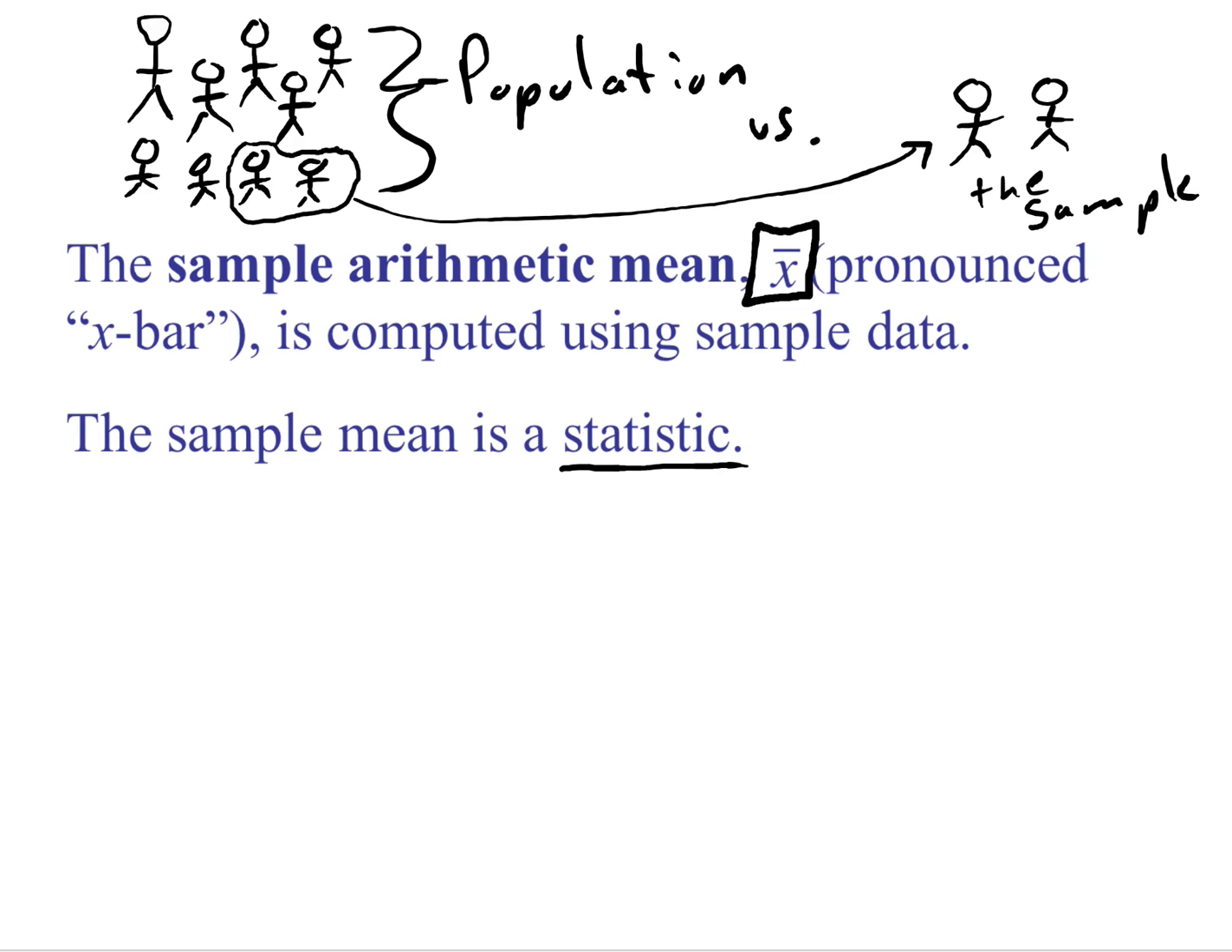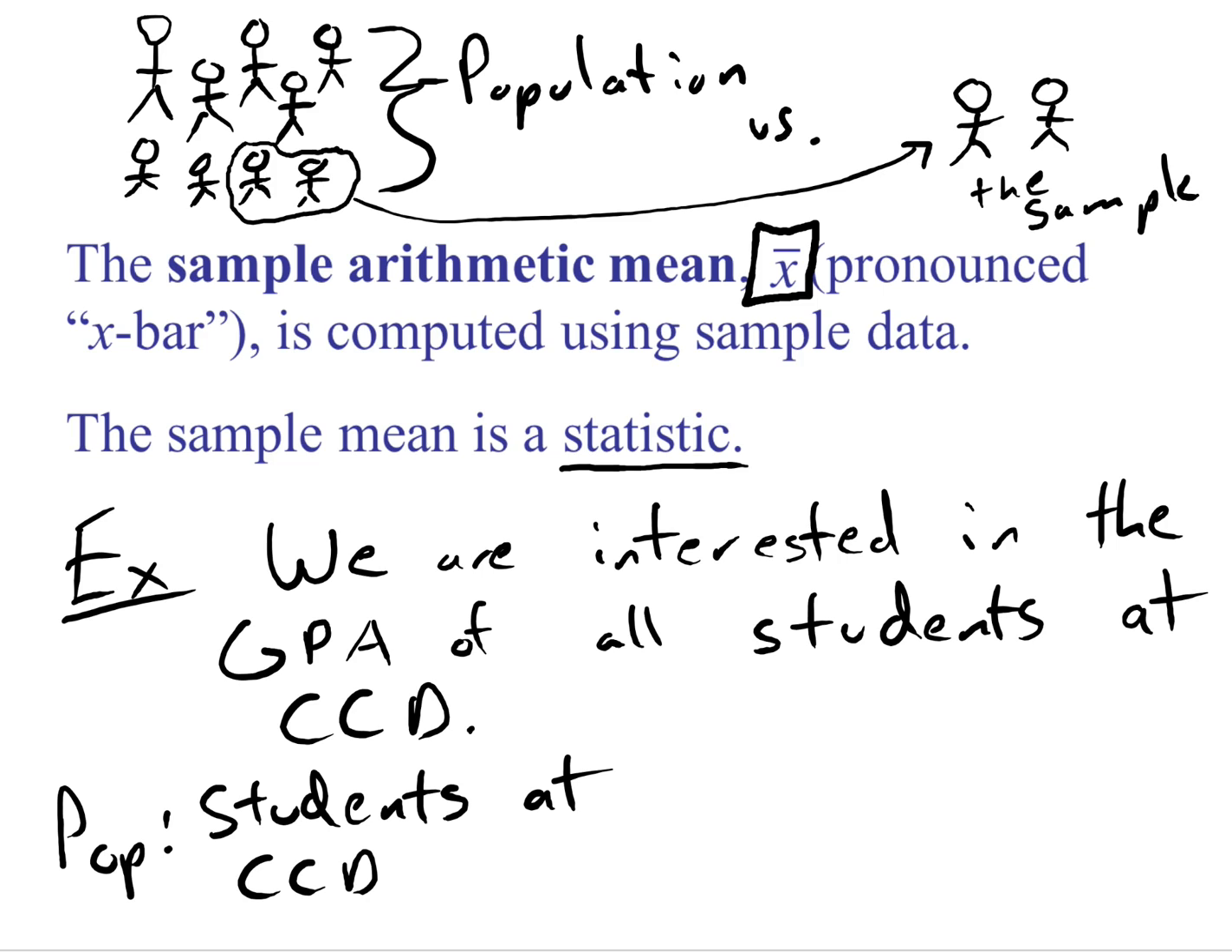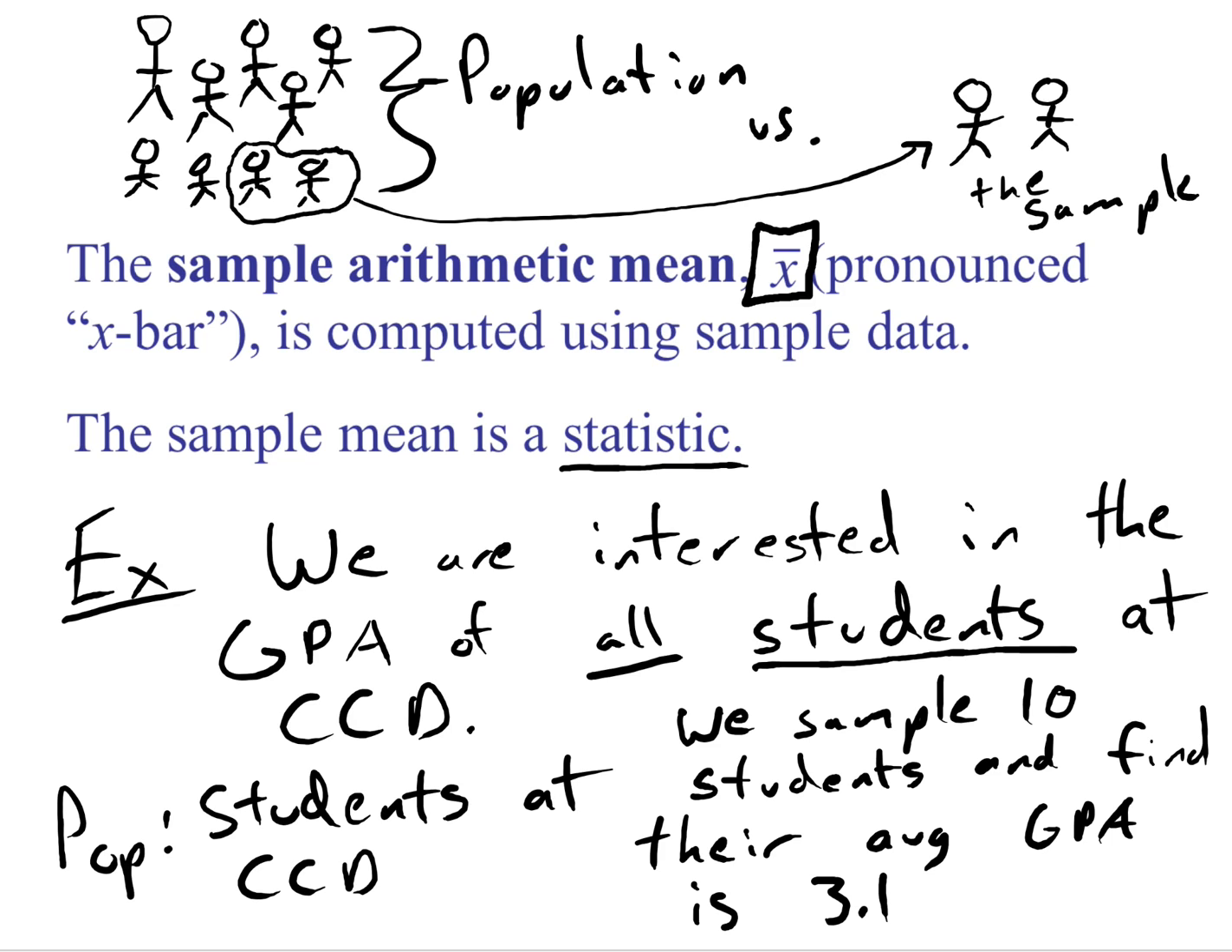Here's an example. Suppose we're interested in the GPA of every single student at Community College of Denver. So our population here is all the students at Community College of Denver, which is a lot of students. That's over 10,000. It might be hard to find information on all of them, so we might take a sample and find the mean of that sample. Suppose that we sampled 10 students and found that their average GPA was 3.1.